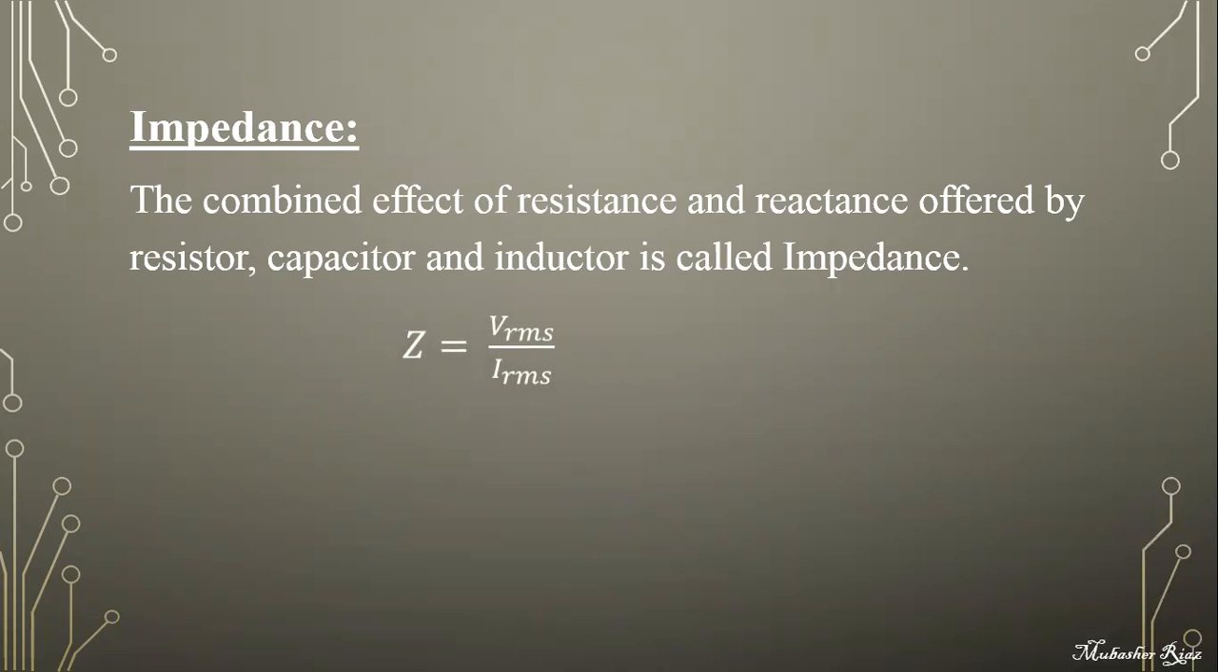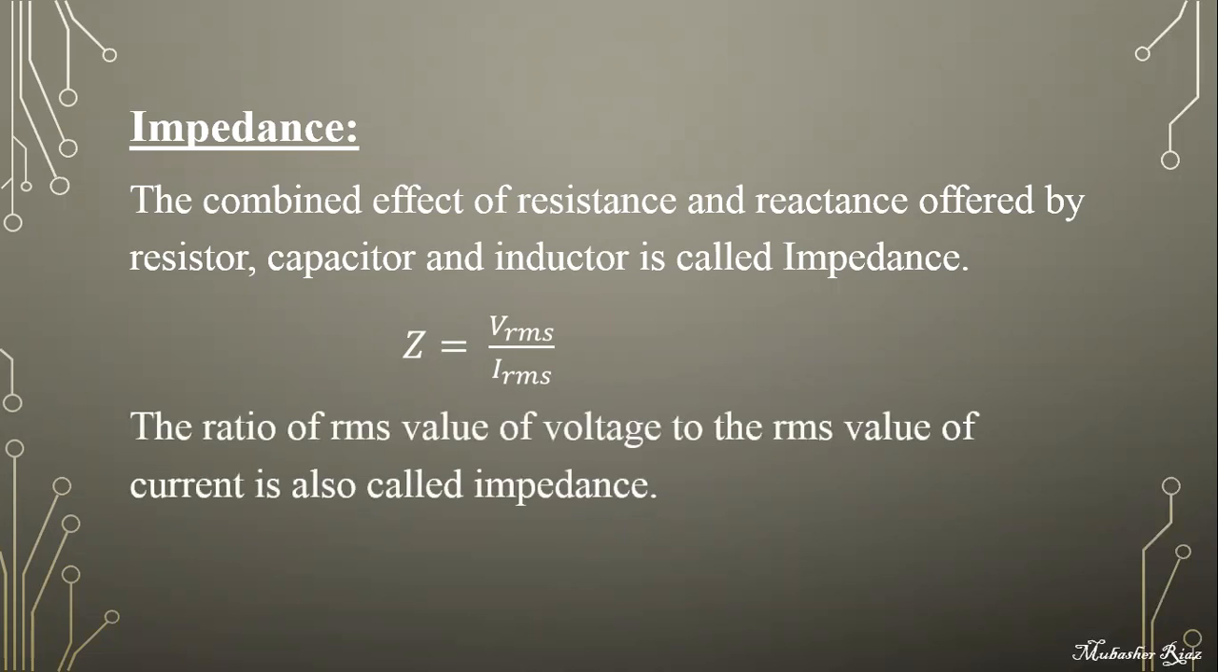Z equal to VRMS over IRMS, where Z is for impedance. So impedance can also be defined as the ratio of RMS value of voltage to the RMS value of current, represented by Z, and its unit is ohm. Impedance की जो unit है वो ohm है, and 1 ohm is equal to 1 volt per ampere.